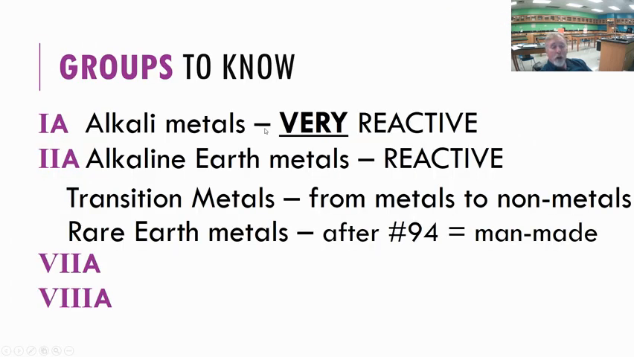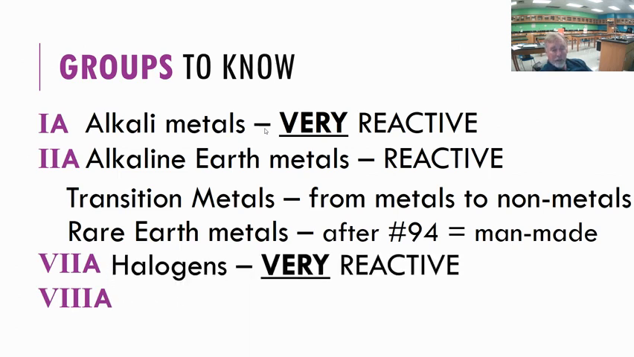Now on to column 7A. Column 7A, these are what we call our halogens. These are very reactive, just like our alkali metals are very reactive. Our halogens are very reactive. And we'll talk about electron structure in a little bit. You're going to see why group 1A and group 7A, our alkali metals and our halogens, are both very reactive.